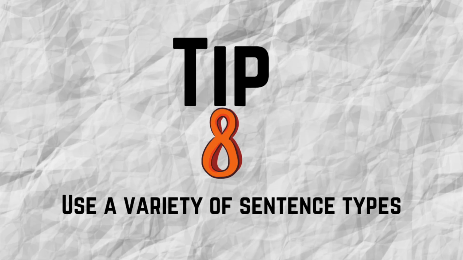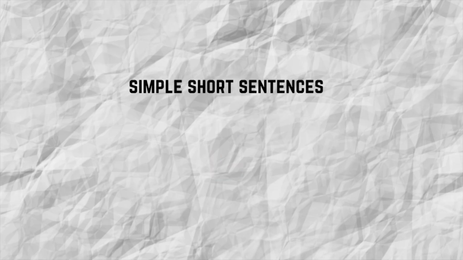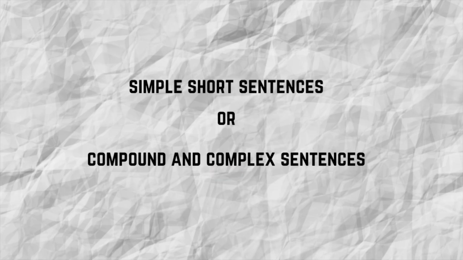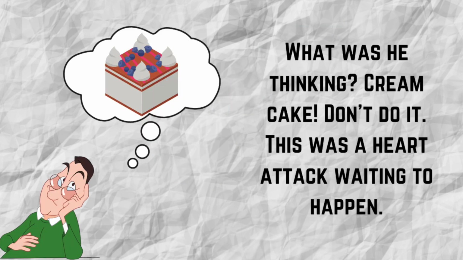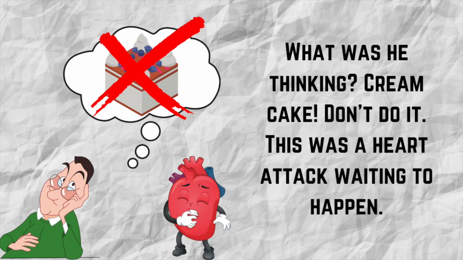Tip 8. Use a variety of sentence types. Simple, short sentences are often effective for impact, while compound and complex offer opportunities to make your detailed ideas flow. You can use questions, declarative statements, exclamatory sentences, or imperatives. For example, what was he thinking? Cream cake? Don't do it. This is a heart attack waiting to happen.